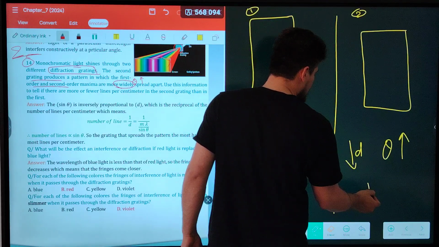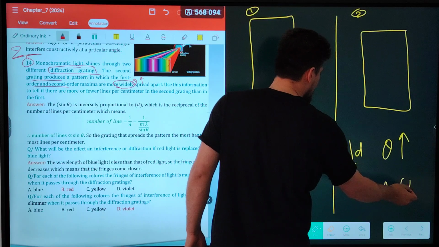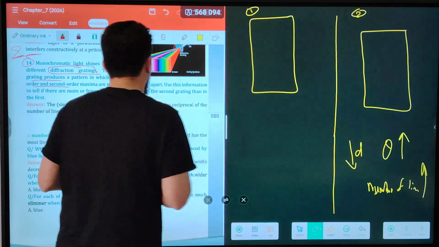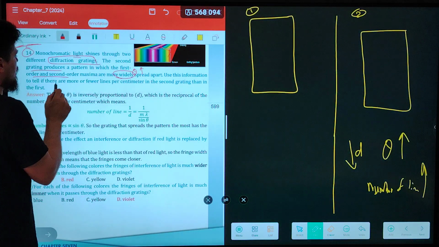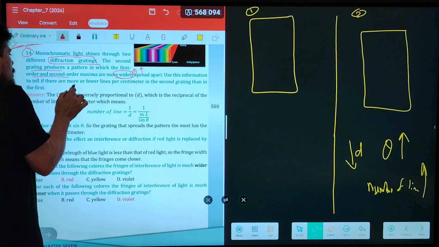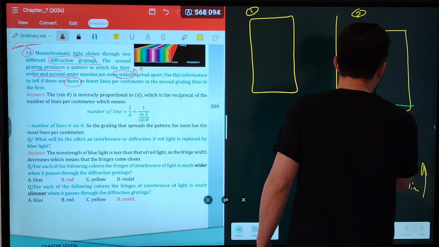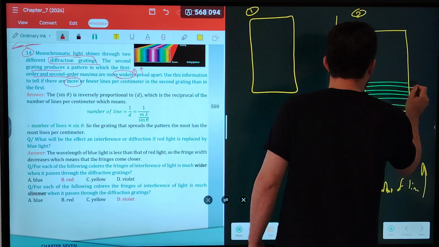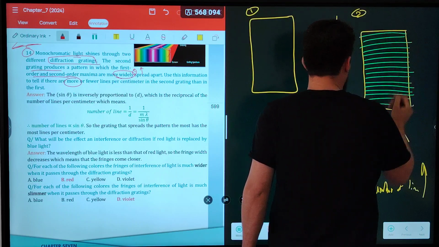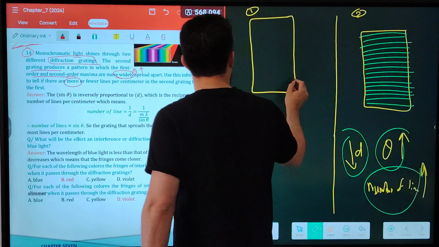When the distance is less, number of lines must be increased. So use this information to tell if there are more or fewer lines per centimeter in the second grating. More or fewer? Absolutely, it should be more lines. Why? Because in the second grating, the pattern is wider. Okay? The pattern is wider, it means theta is more. D should be less and number of lines must be more.